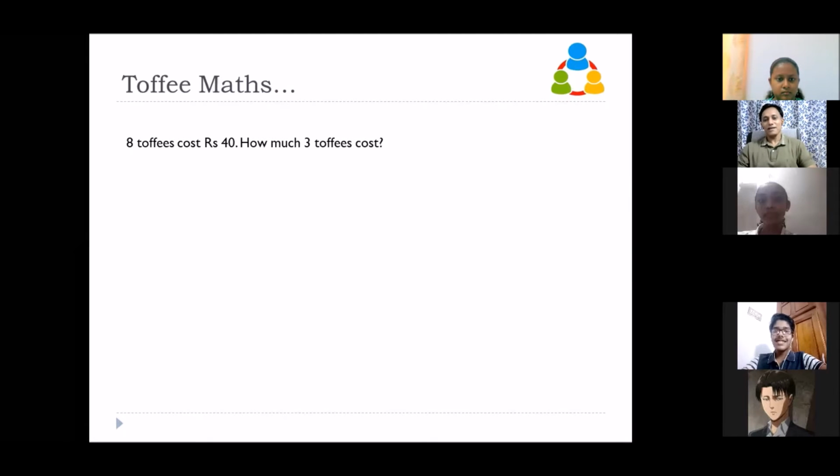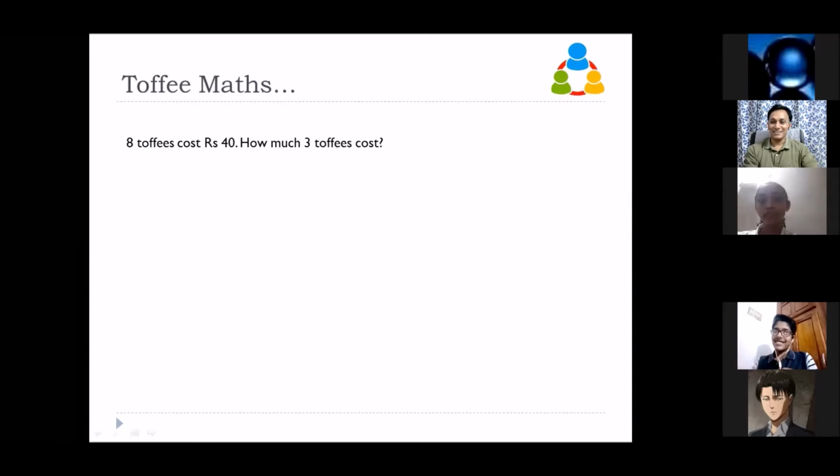Toffee maths is the maths which you do when you go to buy toffee. As expected, Avinash did 2 steps together. No, I divided 40 by 8, then multiplied it. So that 40 by 8 is the step 1, right? How did you do it? How will you do a problem like this?